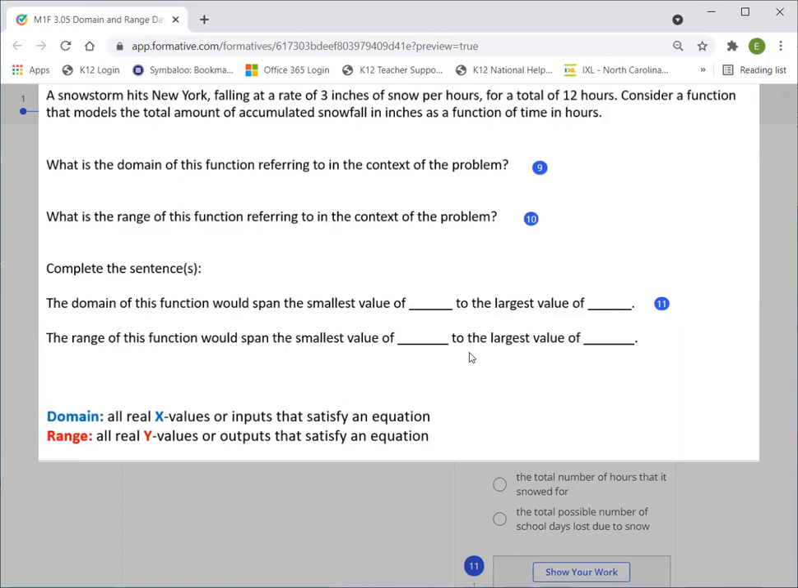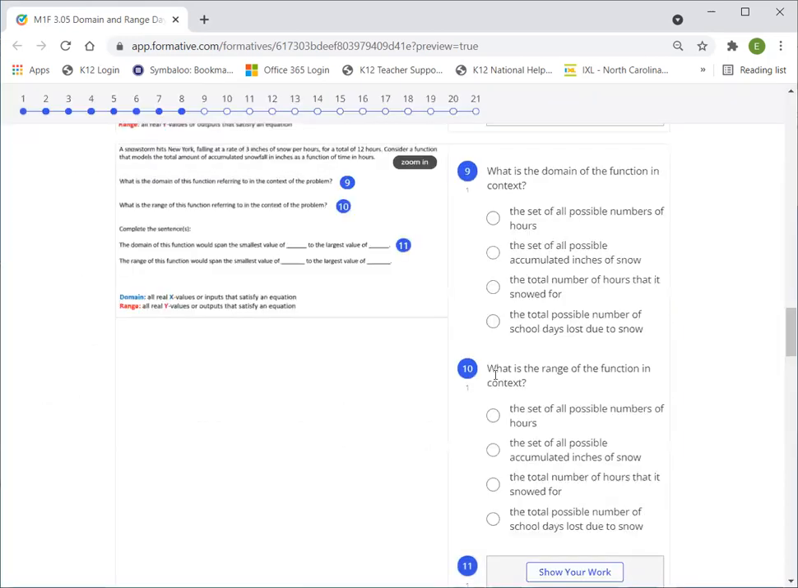So the independent variable here, we've got snowfall and hours. The independent variable is going to be time. I can't stop time. Time is going to go on no matter what. So the set of all possible numbers of hours would be our domain. And we don't want the total number of hours, because we want to make sure we're looking at all the possible hours. So we want to know what the snowfall would be if it only snowed for 5 hours, 6 hours, 3.5 hours, anywhere between.